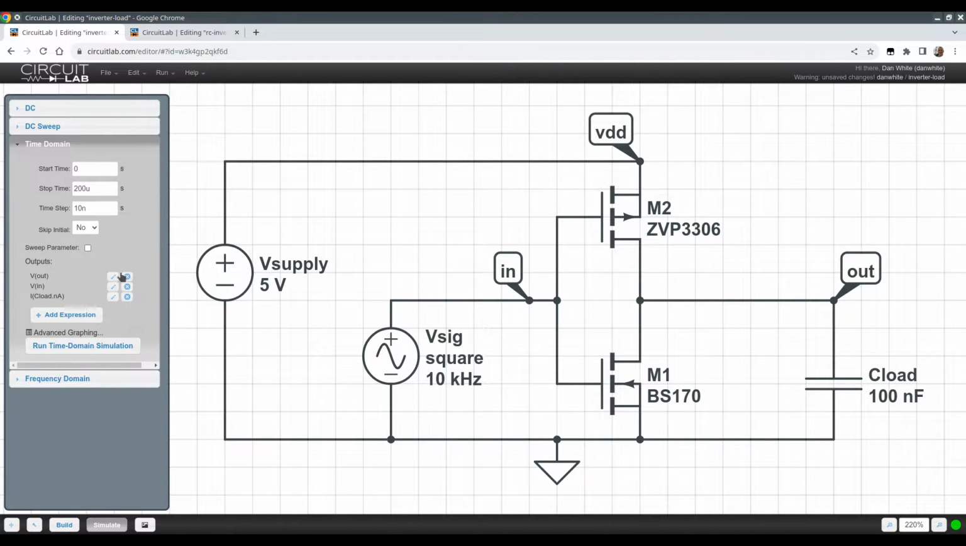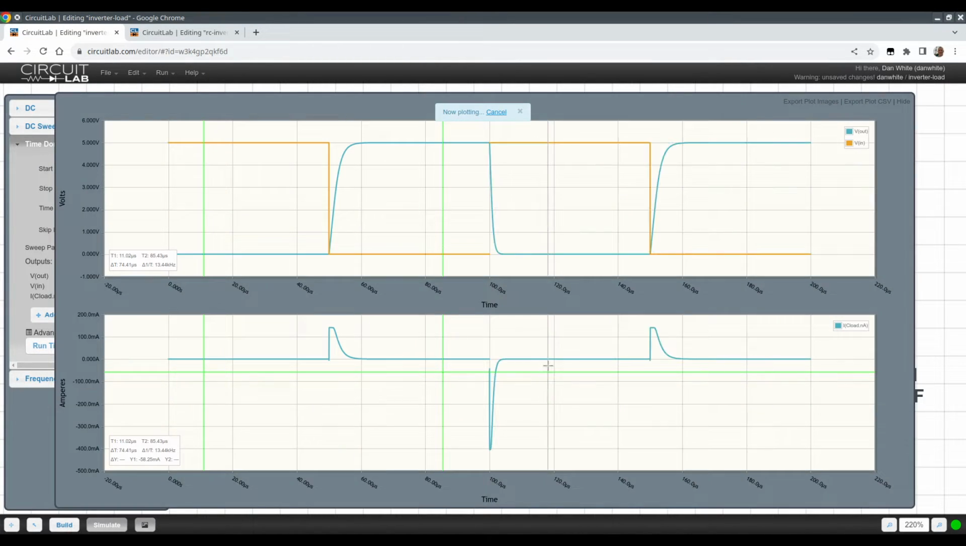If I plot the drain current in M2D, actually I was plotting the capacitor current, which is either the PMOS current or the NMOS current. Okay, so run the simulation again. And we'll look at the falling edge.